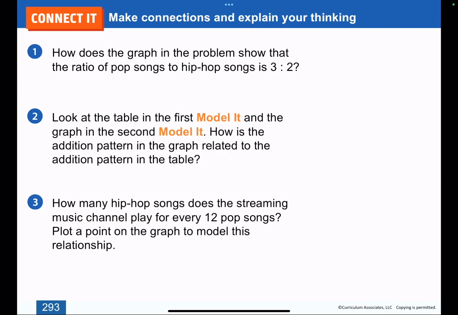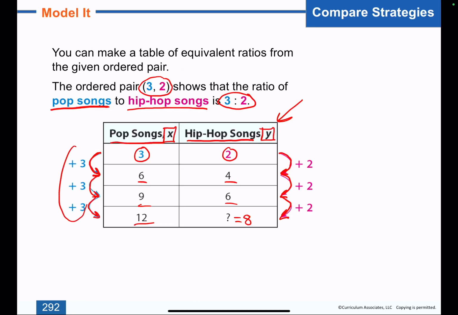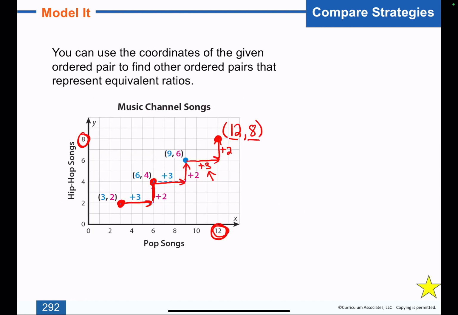It says to look at the table in the first model and the graph in the second. How is the addition pattern in the graph related to the addition pattern in the table? So you remember over here for our pop songs, for every 3 pop songs, there were an additional 2 hip-hop songs. So our x values are going to be increasing by 3 while our y values are increasing by 2. And you can see that happening here on our x-axis: as our x values increase by 3, our y values are increasing by 2. And we just kept that pattern going over and over, and we could continue it to figure out other problems.